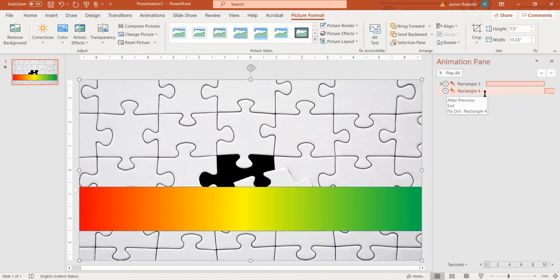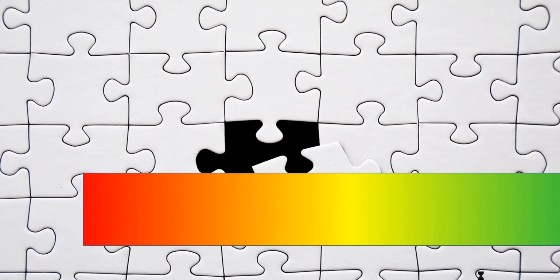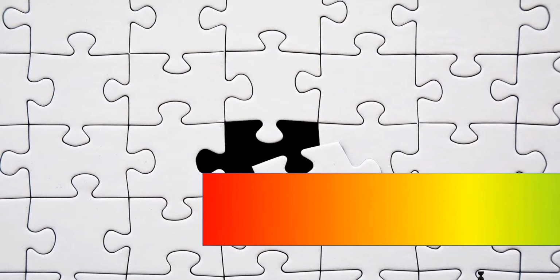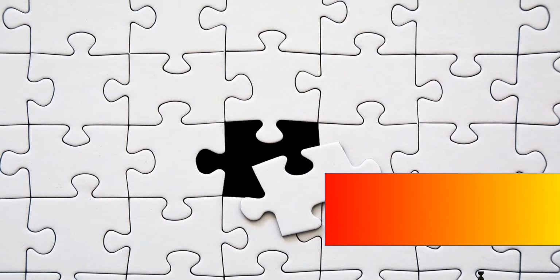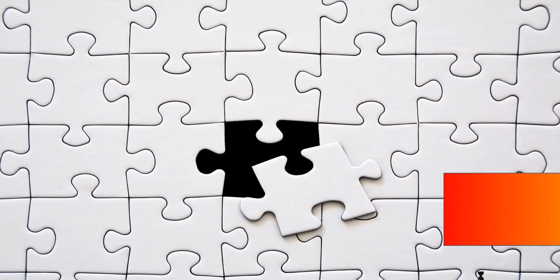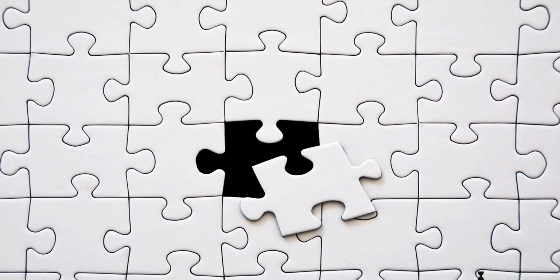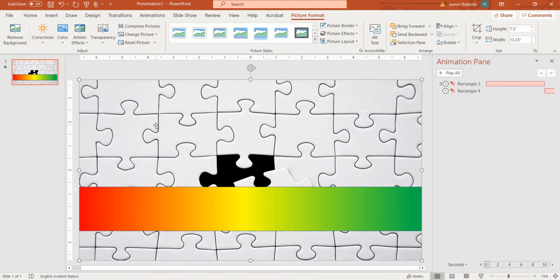Now if you want to see what this is going to look like, all you have to do is start the presentation. So I'm going to click the little slideshow symbol, and there it goes. It's moving across, and when it gets to the end we should hear our little chime sound. There we go, just like that. Now I can press escape.